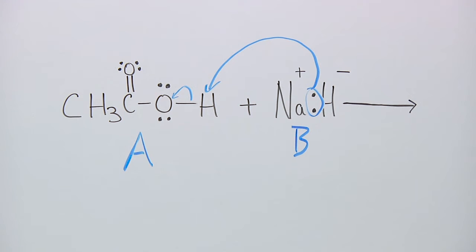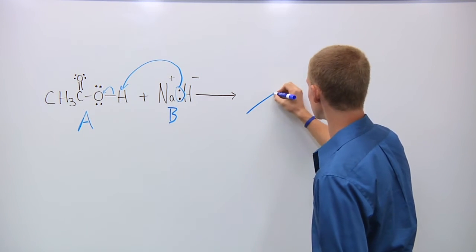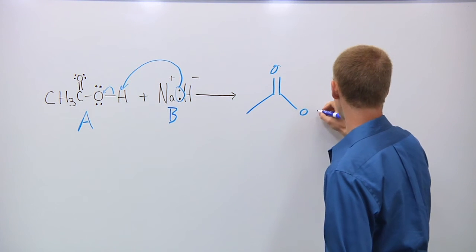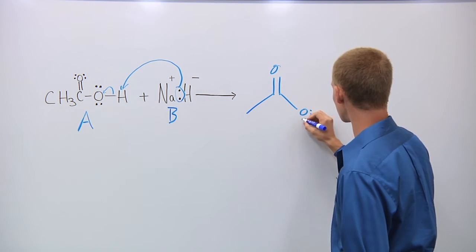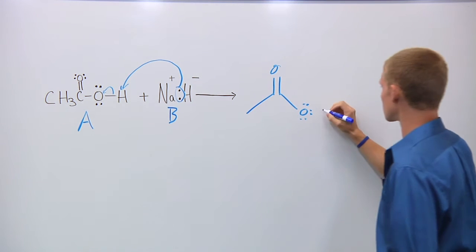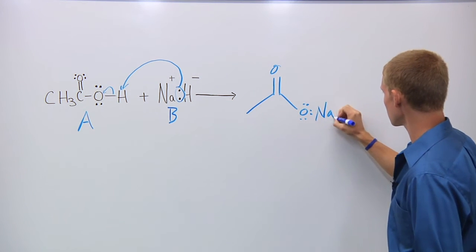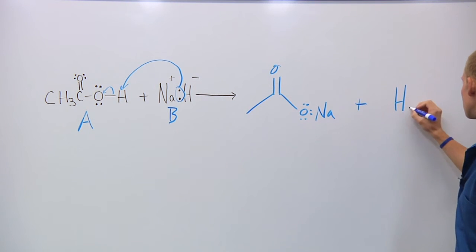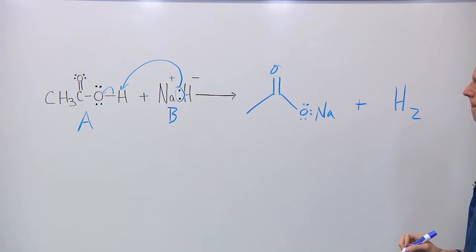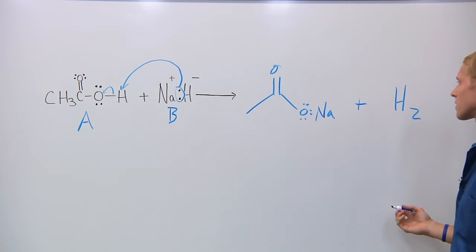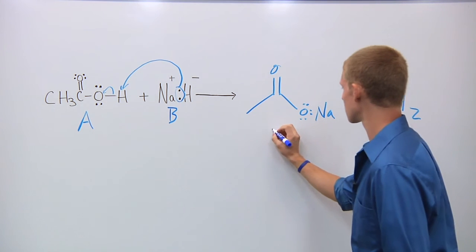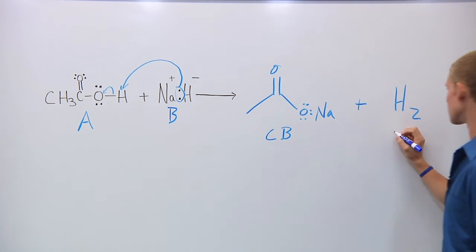So now we can draw out our products, which are going to be the sodium salt of acetic acid and H2. Now, we need to identify our conjugate acid and our conjugate base. This is going to be our conjugate base because it's ready to accept hydrogens. This is going to be our conjugate acid.